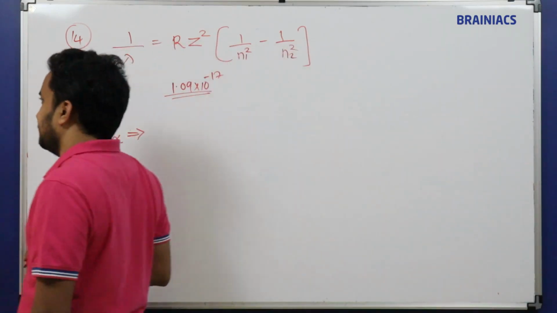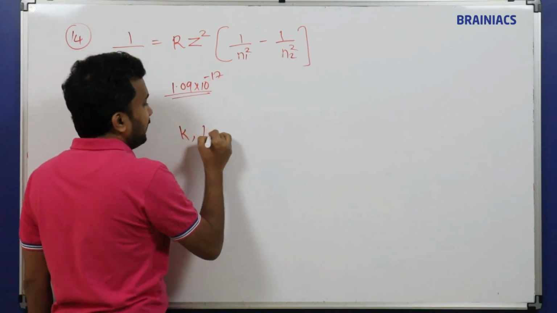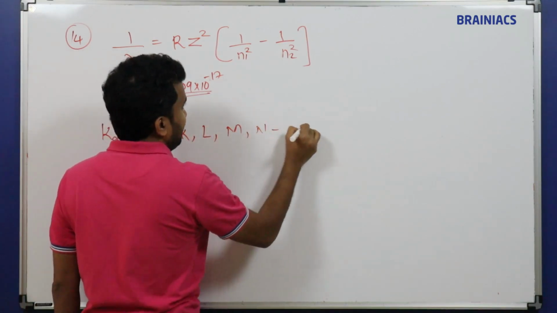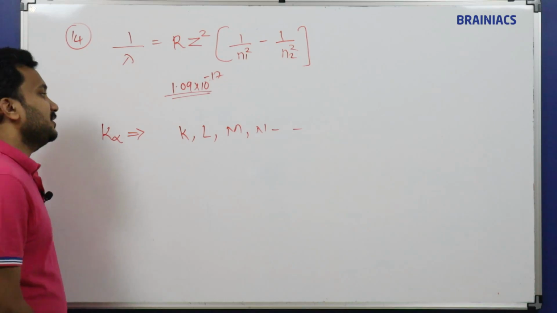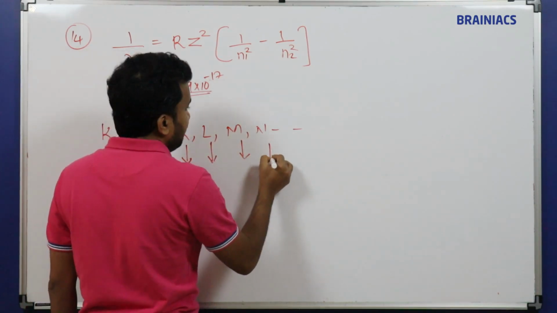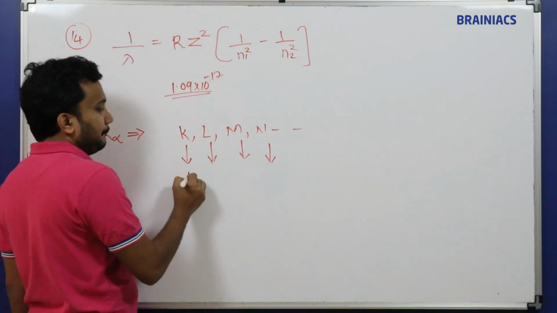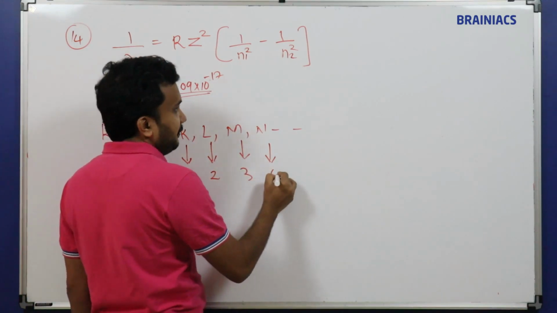The X-ray topic as such is not very detailed in the NEET syllabus. We know we have shells called K, L, M, N in the orbit. So these are the shell numbers, the different shell numbers. This is the first orbit, second orbit, third orbit, and fourth orbit.